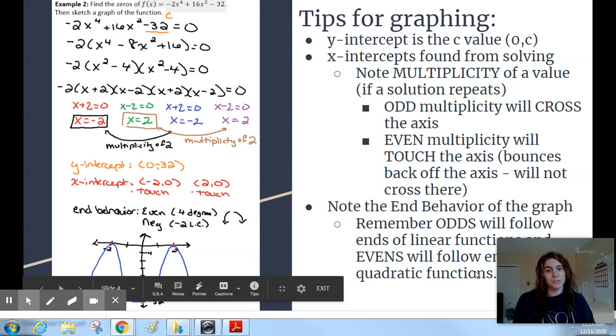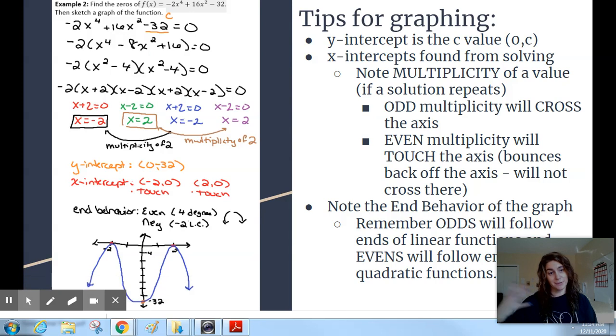And the last thing is we want to note our end behaviors. Because if we're sketching the graph by hand and we don't have a calculator to look at and reference, we need to be aware of where these ends are pointing. So again, remembering that odd functions follow linear slopes and even functions follow our quadratics, right? Positive quadratics are upright, they're upright U's, they're smiling at you. Negatives are down, they're frowning, okay?